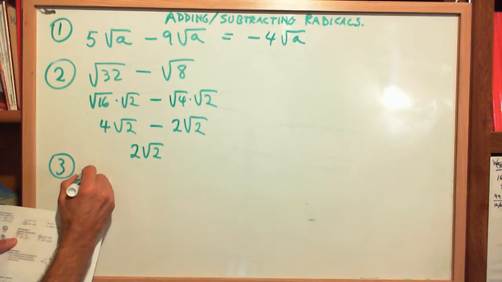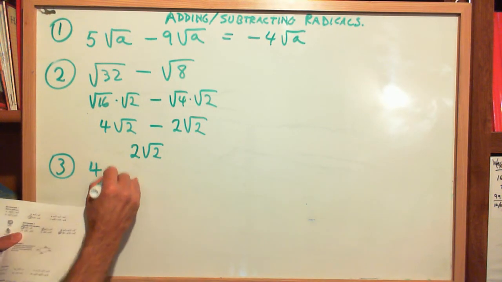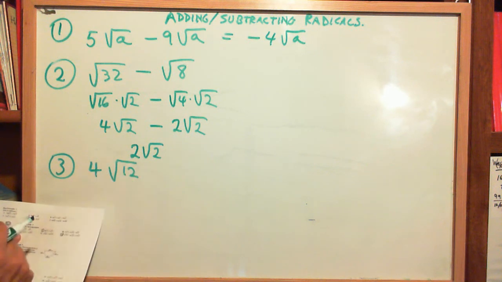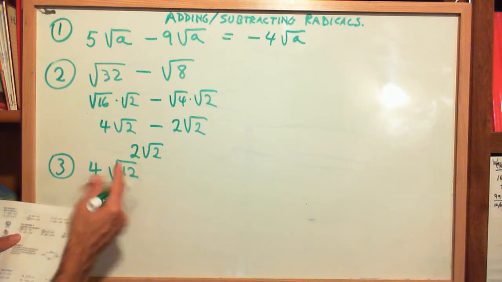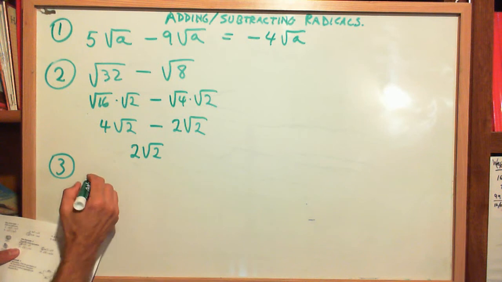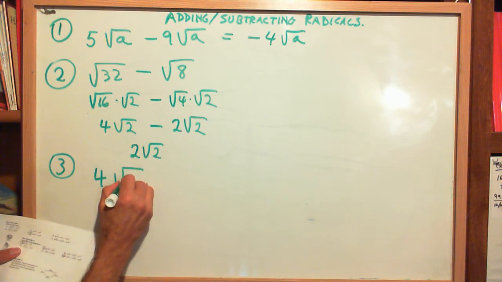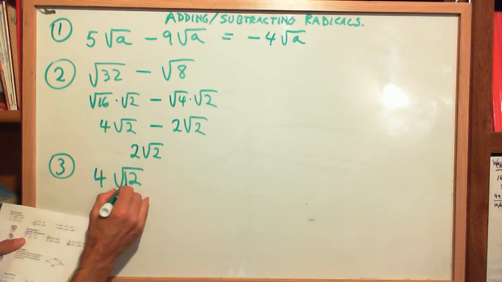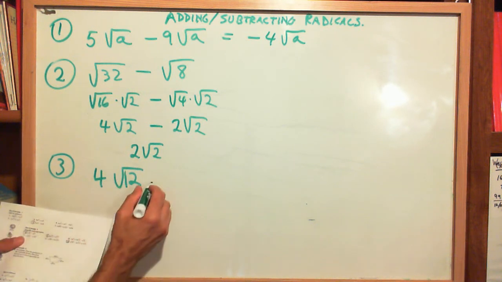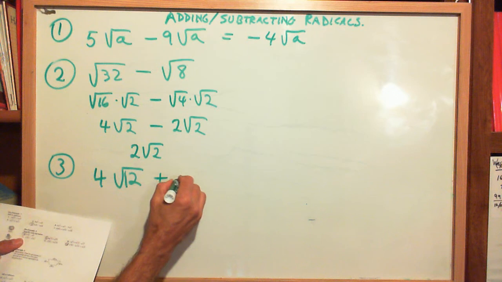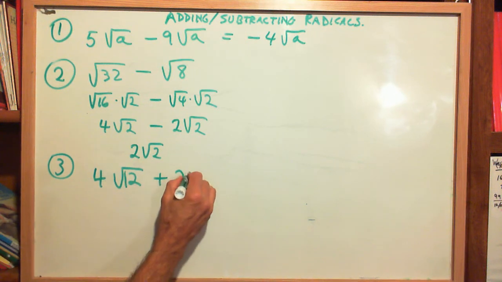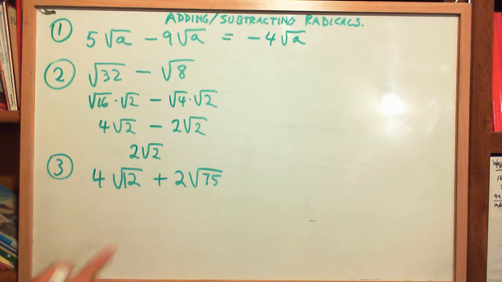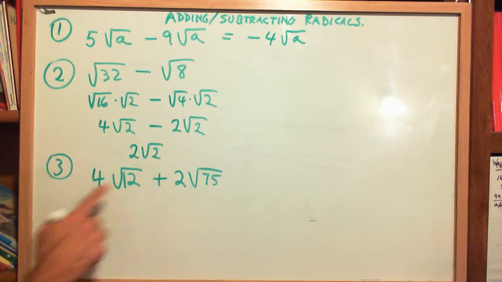Let's try this. This is the kind that people are starting to have trouble with, I've noticed. When there's a number in front of the square root sign. 4 square root of 12, sorry. 4 square root of 12 plus, I'll put a number in here, 2 times the square root of 75. Okay? So that we can start to see what we do with these numbers.